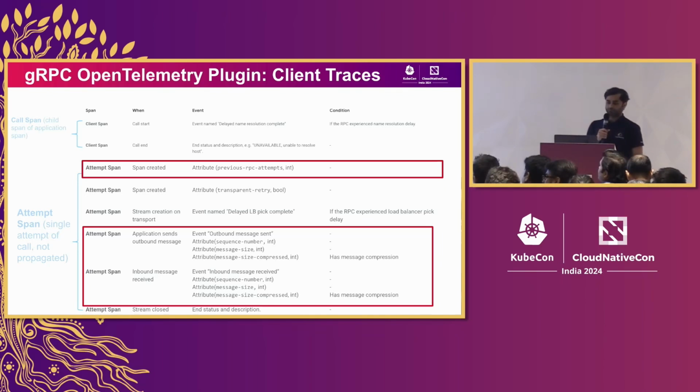Similarly, you have previous RPC attempts. As I was saying, if there are retries, you want to see how many retries happened. So anytime retries happen, this will be captured in this field and you will see it. And these can help you identify flakiness, intermittent failures, and examine the sequence of messages that are sent and received across multiple attempts. That reveals the patterns in how the application and its dependencies are handling the errors.